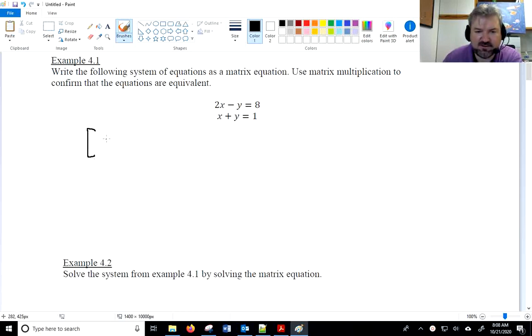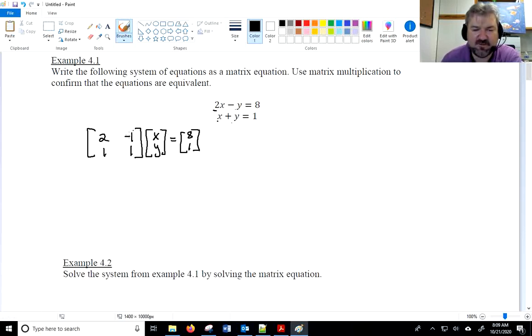The equivalent matrix equation is [2, -1; 1, 1]. I get those numbers from the coefficients of the variables. Then I'm going to make a 2 by 1 variable matrix, x, y. And then I'll put the constants over here in a single 2 by 1 matrix. So it's my claim that this matrix equation is exactly the same thing.